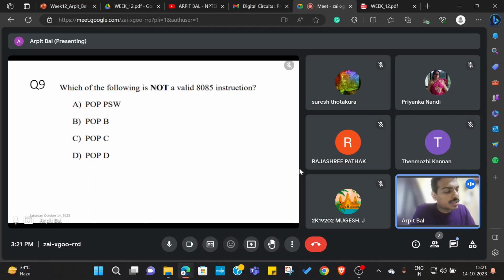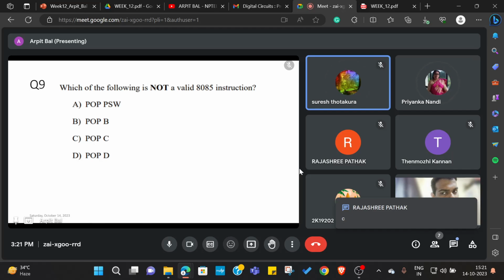Okay, so which of the following is not a valid 8085 instruction? Pop D. Pop C. Okay. Pop C. Yeah. Okay, yeah, correct.